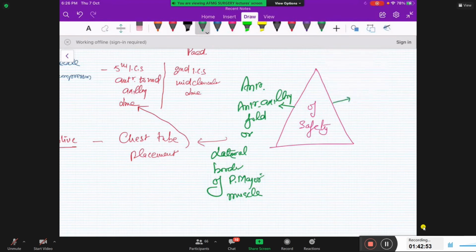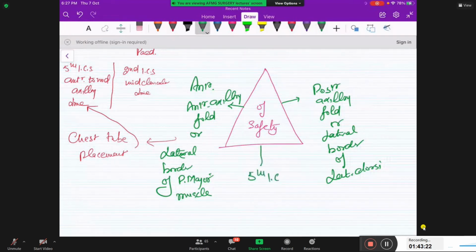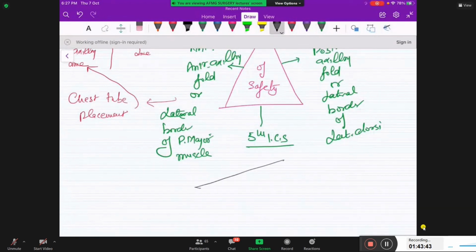The posterior border of this triangle of safety is formed by the posterior axillary fold, or the lateral border of latissimus dorsi, and the floor is formed by the fifth intercostal space.